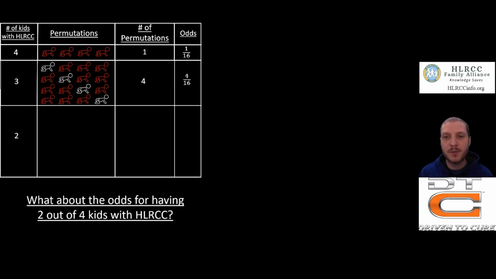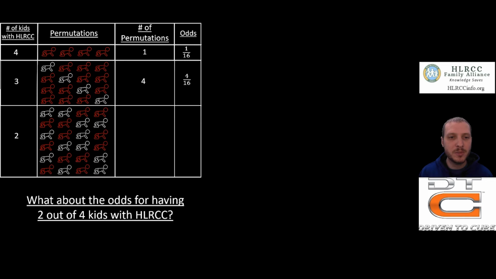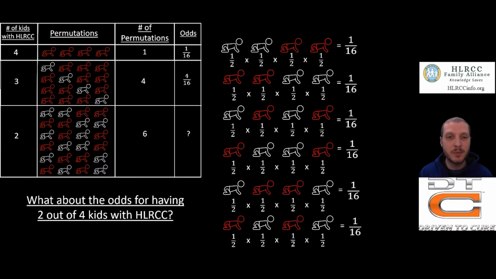So then what are the odds of a family of 4 having 2 positive HLRCC cases? Let's run through the possibilities. Here then we can see there's going to be 6 permutations, or 6 different ways that we can arrange these positive and negatives. And just like before, we're going to find out those individual probabilities. And now because there's 6 permutations, we're going to add all 6 together. So 1/16 added 6 times, you're going to get 6 out of 16, which translates into 37.5%, meaning that 37.5% of the time, a family of 4, 2 of those children are going to be positive and 2 are going to be negative.